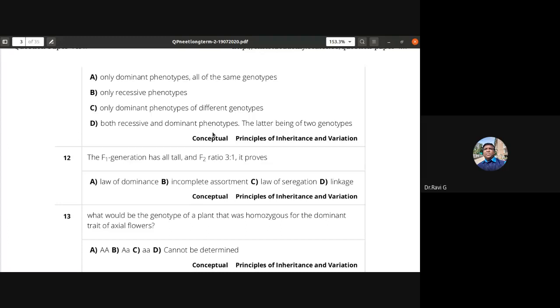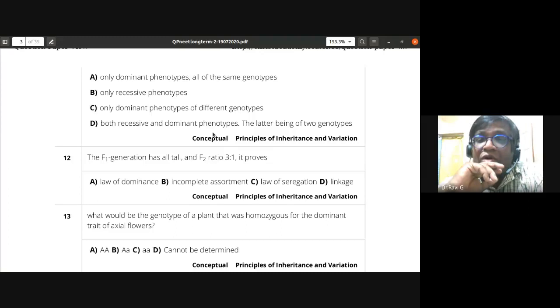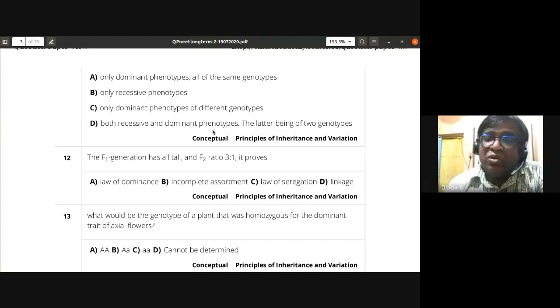Genotypic ratio is 1 is to 2 is to 1. In this 1 is to 2 is to 1, you find one of them is pure dominant, then one is recessive, and there is heterozygous dominant. So dominant phenotypes are of two genotypes. The latter is nothing but dominant phenotype. They are of two genotypes, that is, it can be capital T, capital T, or capital T, small t. So D is the answer. So both recessive and dominant phenotypes, the latter being of two genotypes.